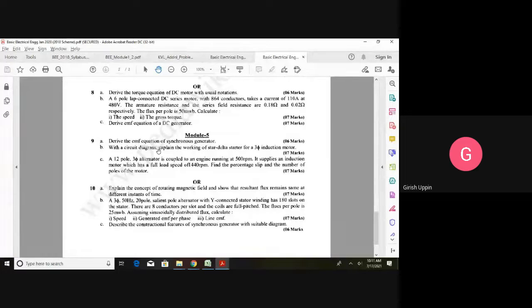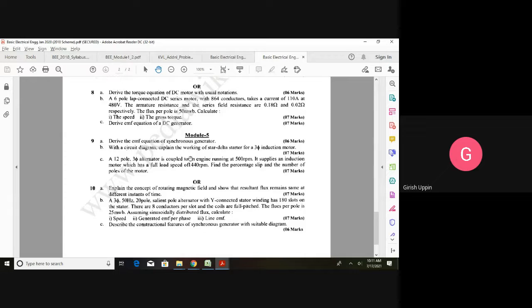If you have a doubt whether this is correct or that is correct, I would suggest you do both the derivations. Don't strike out anything. Do both derivations, and whichever is correct, that will be evaluated.